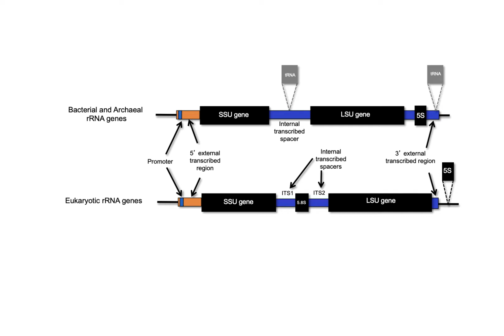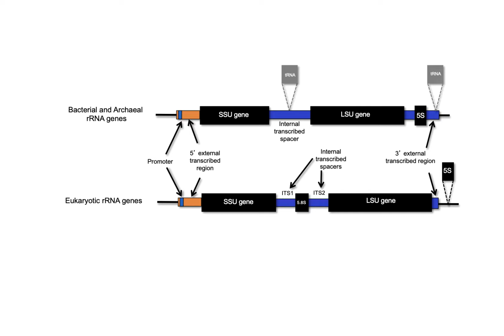In bacteria and archaea, there's one long transcript consisting of a promoter region, a 5' external transcribed region, often abbreviated ETS for external transcribed spacer. And then there's a small subunit gene, usually around 16S Svedberg units. And then an internal transcribed spacer, and often there will be tRNA genes among or within the ITS. Then there's a large subunit gene, which is around 18 to 20 something S Svedberg units.